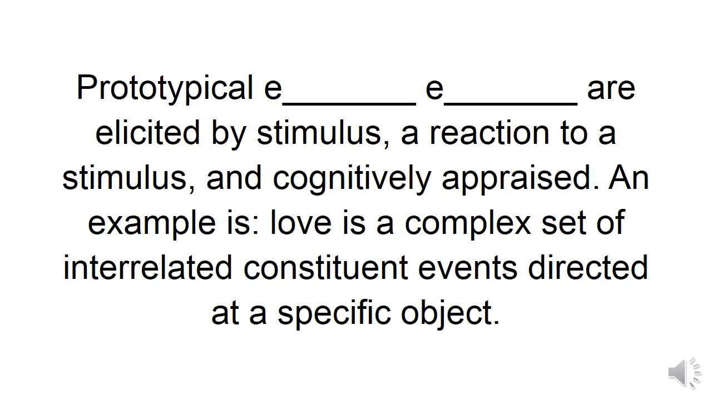Prototypical emotional episodes are elicited by a stimulus, a reaction to a stimulus, and cognitively appraised. An example of this is love. Love is a complex set of interrelated constituent events directed at a specific object. I love the topic of love. Throughout my whole life, I just love the thought of being in love rather than the person that was involved. That would be an emotional episode. So an emotional episode.